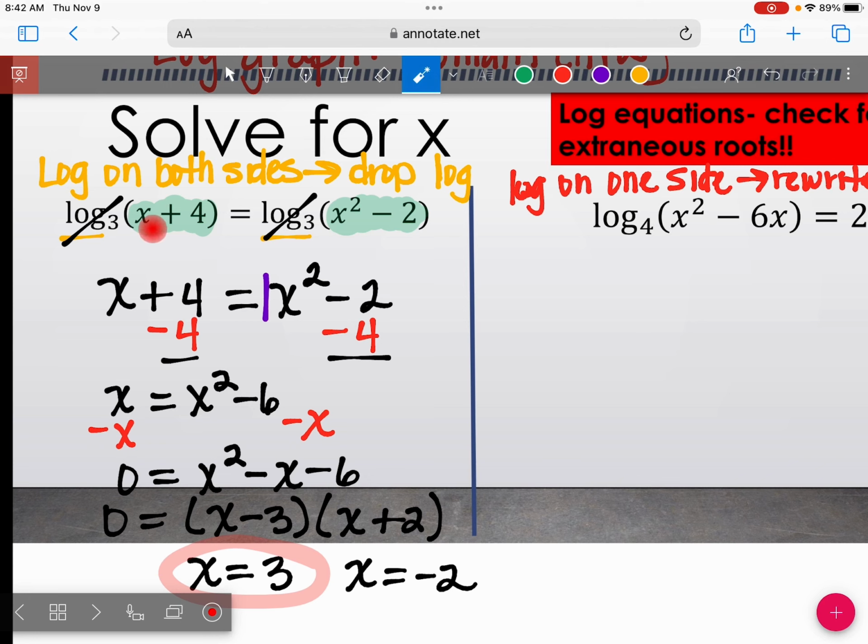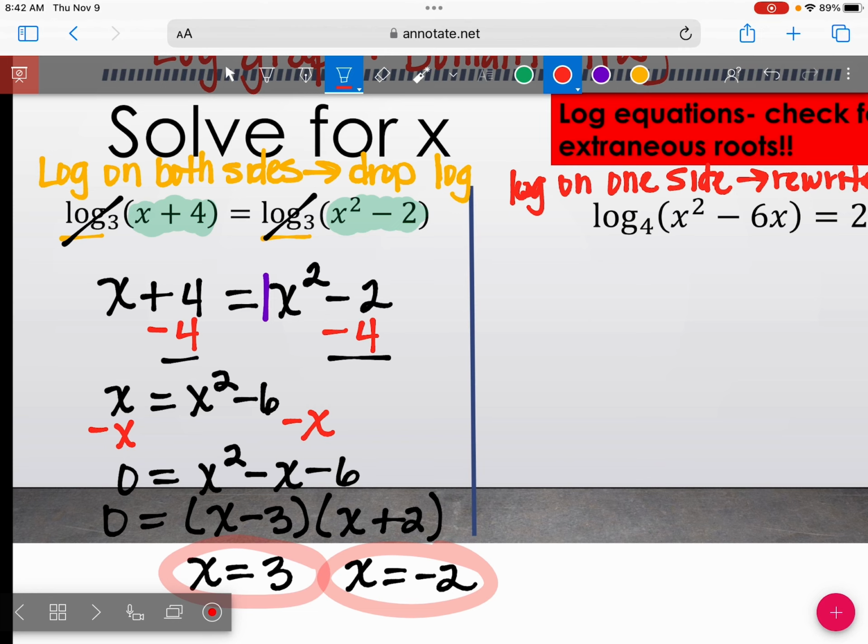All right. Let's look at -2. If I put the -2 in this first green box, -2 plus 4 is 2. That works. What about over here? -2 squared is 4. 4 minus 2 is 2. That also works. So we actually do have two solutions, and we can keep them both. We don't have to throw one of them out.